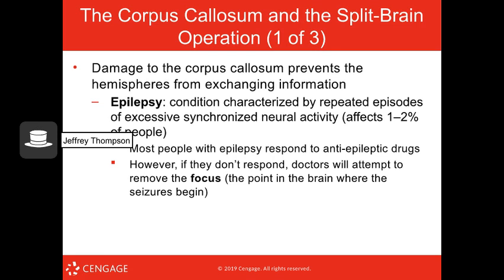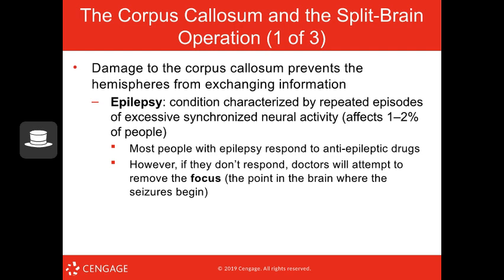As you might imagine, if you damage your corpus callosum, that's going to prevent the hemispheres from exchanging information, in the same way that if you are in a major city and there is a bridge that you use to get to a certain part of that city, if something happens to that bridge, you can't get to that part of the city very easily, if at all, right?